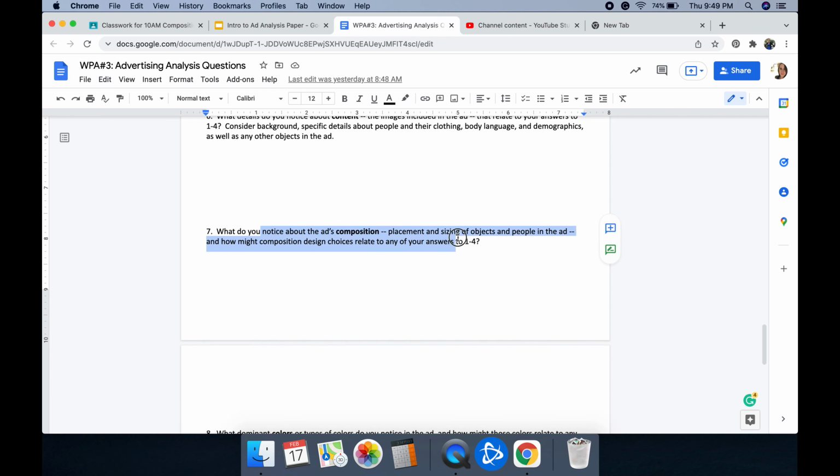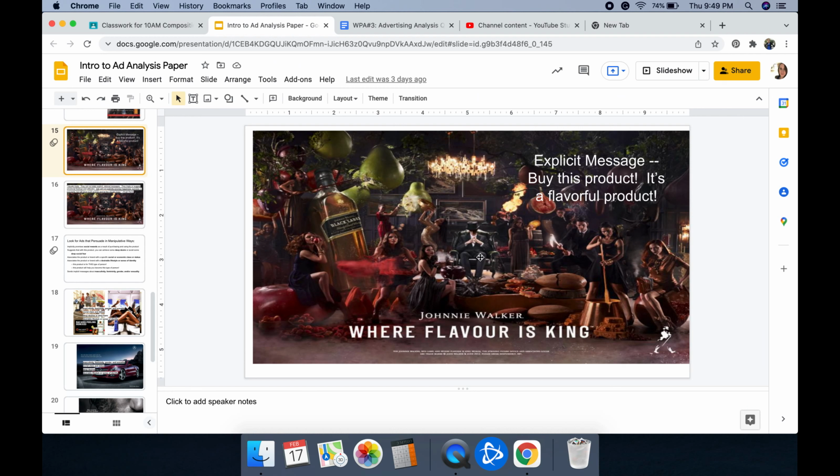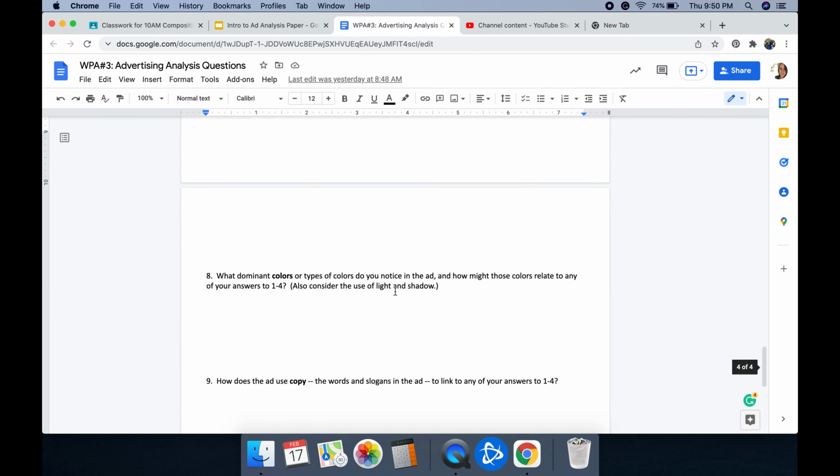What do you notice about the ad's composition, placement, and sizing? So I think it's interesting that the key figure here is in the center and all these people are around him. We've got the bottle here, which is really huge, and I think it's important that the foods are very huge as well, because I think that's related to that message of aristocratic abundance that I think is related to the class appeals of the ad.